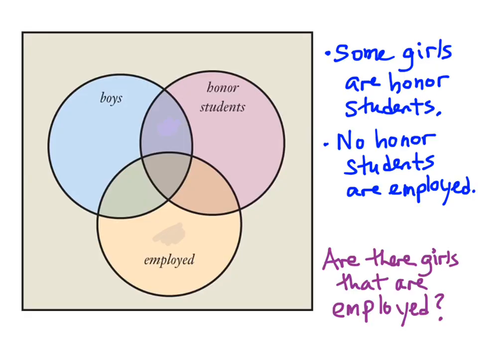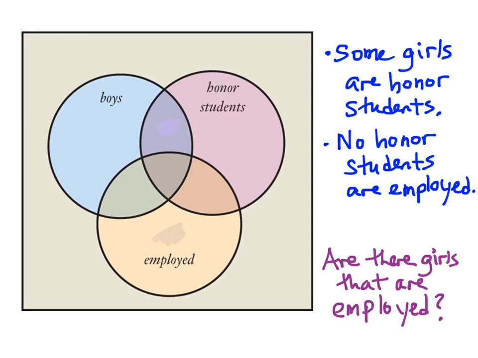All right, let's look at one more example of a Venn diagram, and let's see if we can figure out where we could put an X in this diagram depending on some given information. So let's say we know these first two statements. We know that some girls are honor students, and we also know that no honor students are employed. So is there anywhere that we can put an X? Do we know any sets that have members in them?